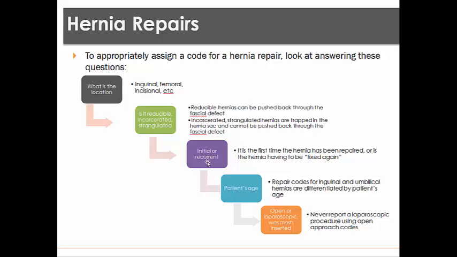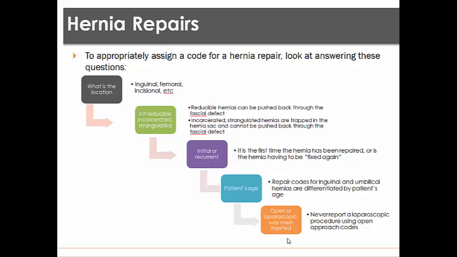Was the hernia initial or recurrent? Is this the first time the hernia has been repaired, or is this hernia having to be fixed again? What's the patient's age? Hernia repair codes for inguinal and umbilical hernias are differentiated by the patient's age. And then the coder would ask, is it open or is it laparoscopic?